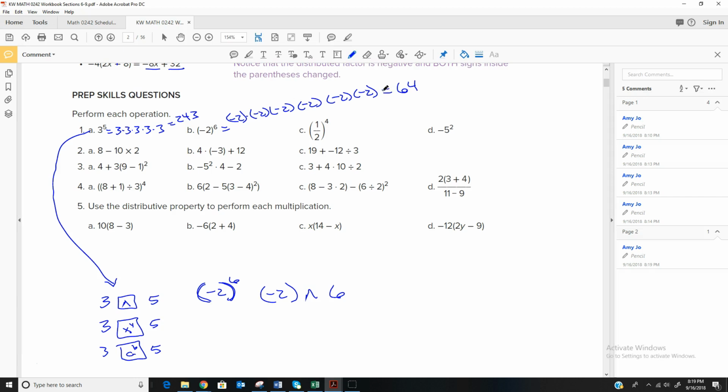Because there's an even number of negatives, you're going to end up with a positive. This means 1/2 times 1/2 times 1/2 times 1/2. On your calculator, again, I would make sure that you know where your fraction button is. On a lot of calculators, it'll look something like a box over a box, or it might just be like a dot over a dot. It kind of depends on your calculator.